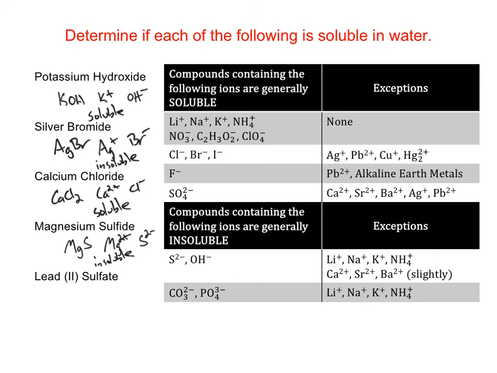Finally, I have lead-2 sulfate. Sulfate is -2, so lead-2 sulfate is PbSO4. I have Pb2+, SO4 2-. Lead-2 is not on my list, but sulfate is. And so sulfate compounds are generally soluble, but lead is one of the exceptions. So that means that lead-2 sulfate we predict to be insoluble.